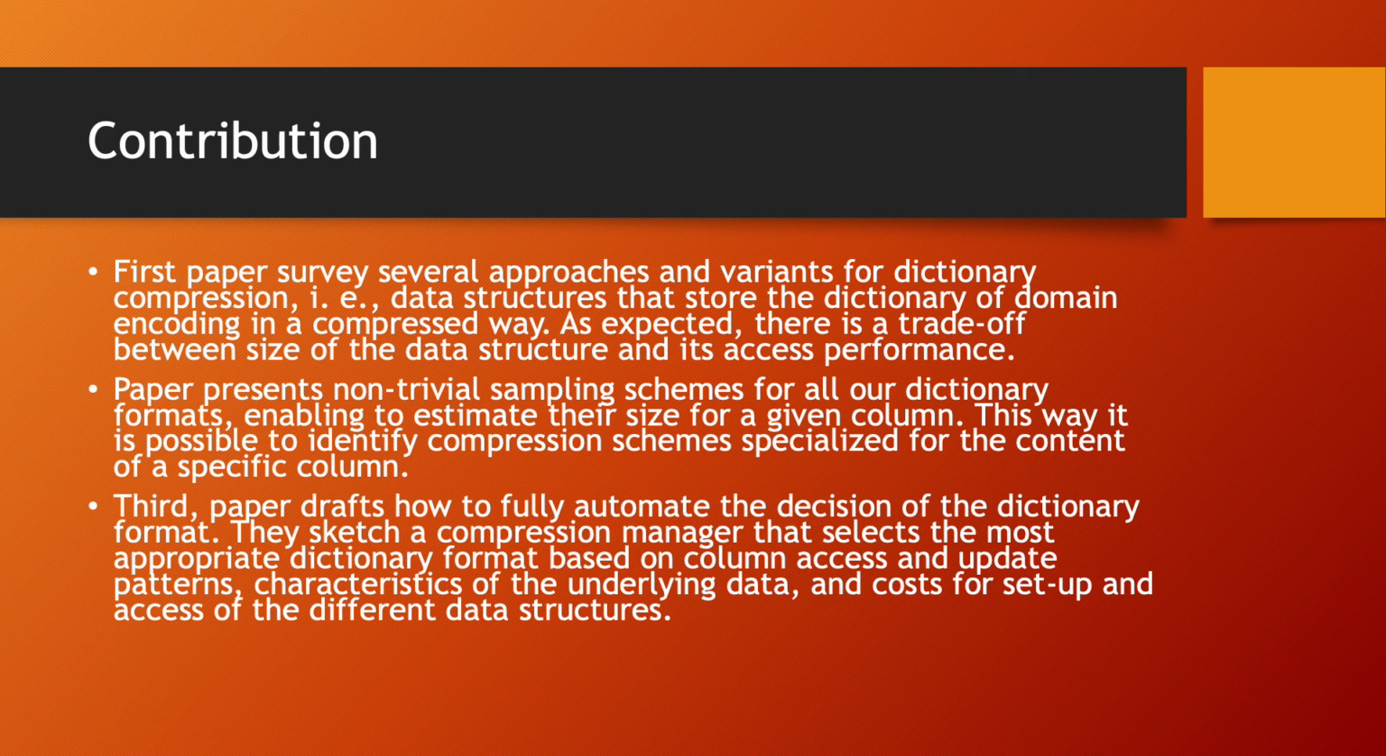Second, the paper presents non-trivial sampling schemes for all the dictionary formats, enabling estimation of the size for a given column. This way, it is possible to identify compression schemes specialized for the content of a specific column. Third, the paper drafts how to fully automate the decision of the dictionary format. They sketch a compression manager that selects the most appropriate dictionary format based on the column access and update patterns, characteristics of the underlying data, and costs for setup and access of the different data structures.